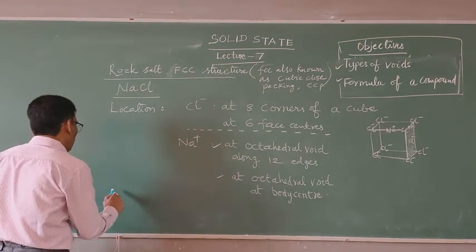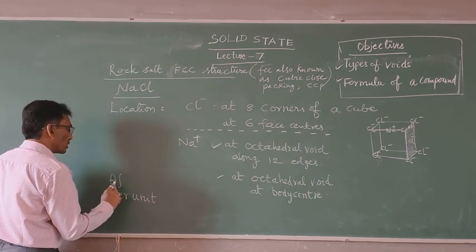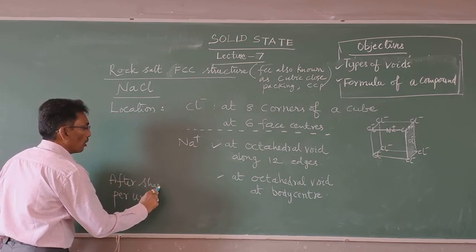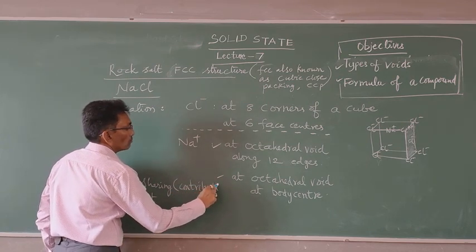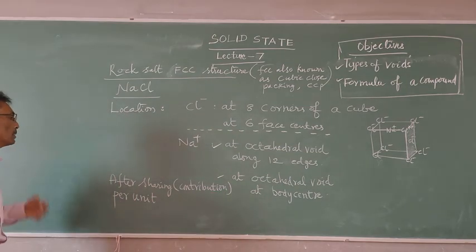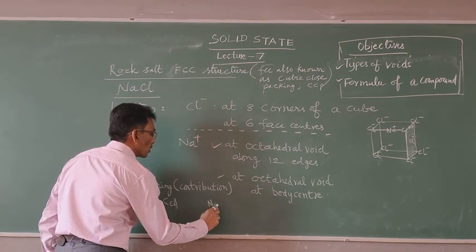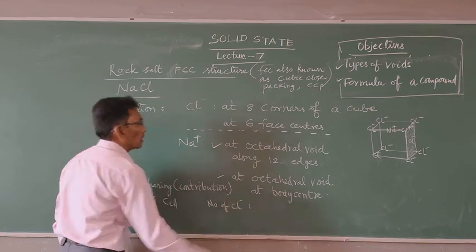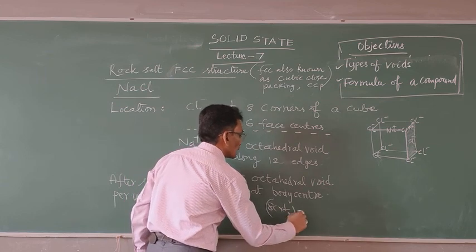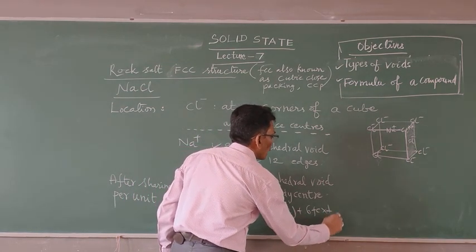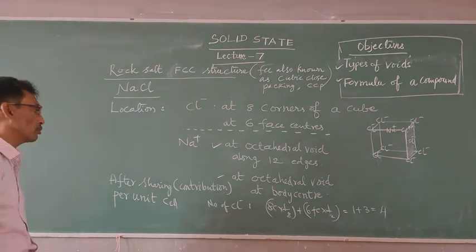Now, per unit cell. This is very, very important. Per unit cell means after sharing, after contribution. Number of Cl minus ions. Calculate, dear students. 8 corners into 1 by 8 plus 6 face centers into 1 by 2, that is equal to 1 plus 3, that is equal to 4. Keep this in mind, don't get confused.